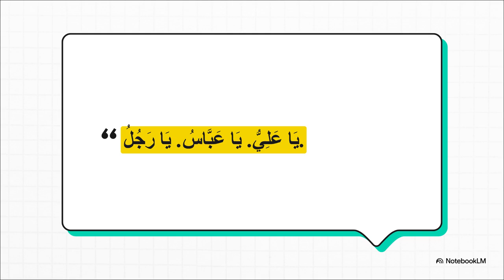Now, speaking of dropping the tanween, Lesson 5 gives us another little rule. It's about the word ya, which means oh. When you use ya to call someone, to get their attention, the name that follows it also drops its tanween. So instead of saying ya aliyun, you'd say ya aliyu. It's a small change, but it's the correct way to address someone.